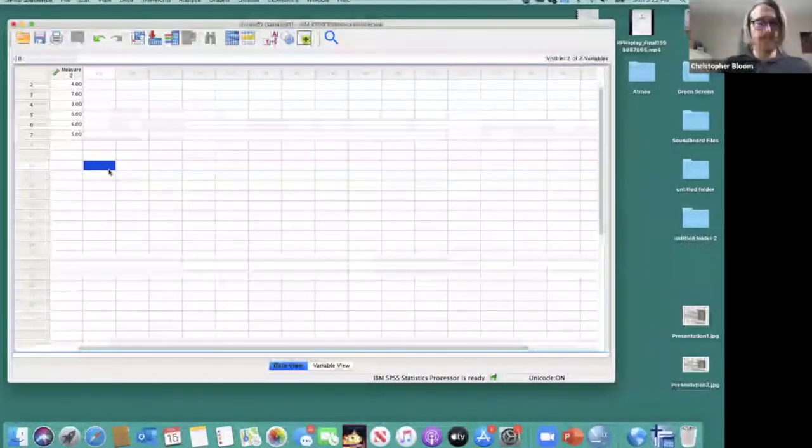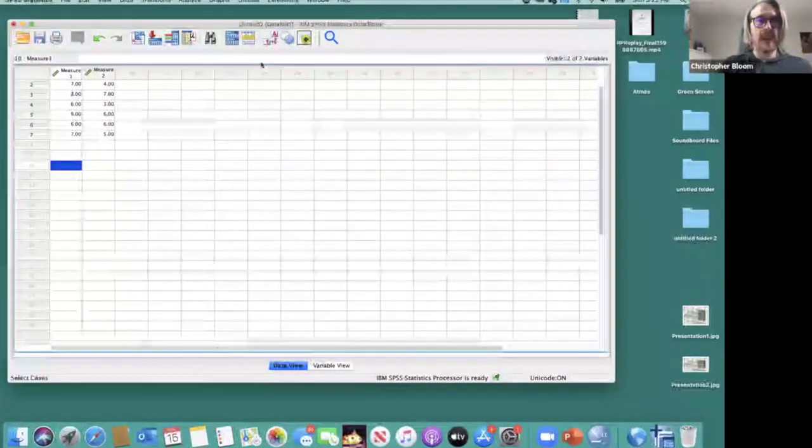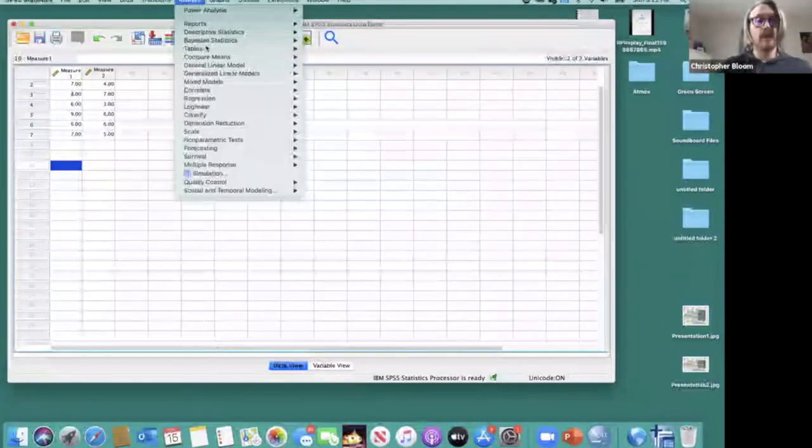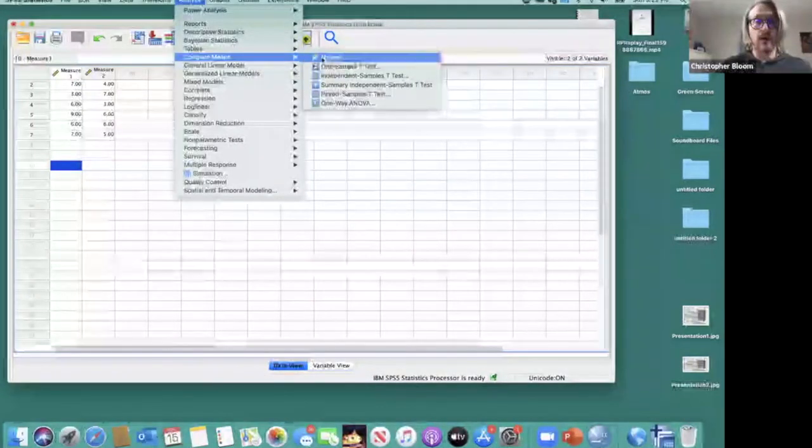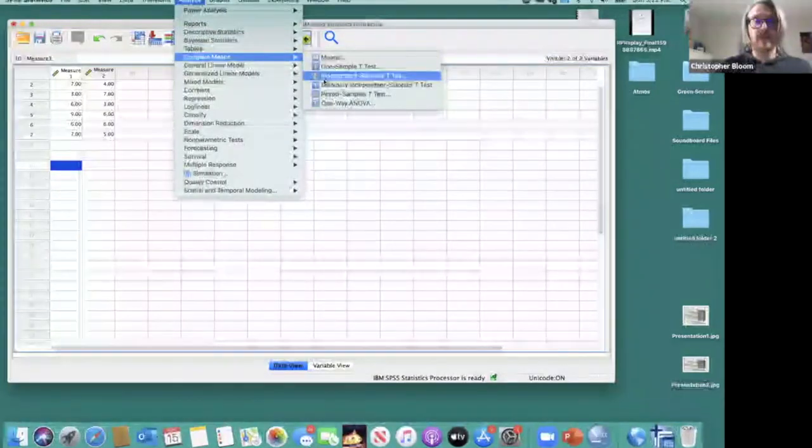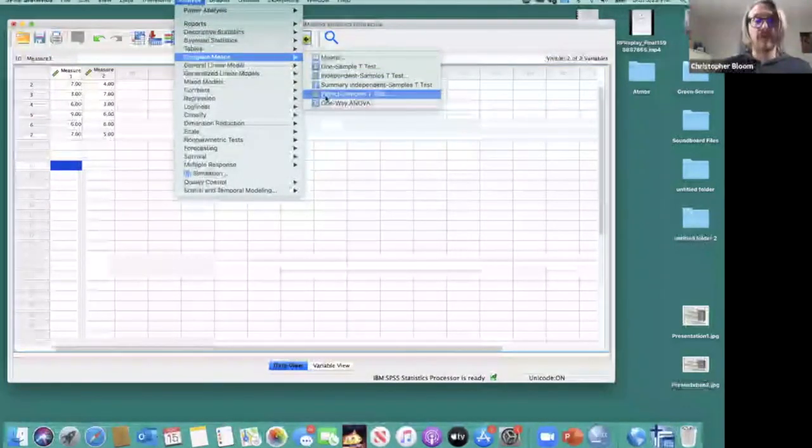Okay. So to analyze this data, you're going to go to the same place we've always gone. Nothing new here, at least. We go to analyze, compare means. And I want you to look, we have means, one sample T, independent samples T, and finally here, paired samples t-test. That's what it is, a paired sample.